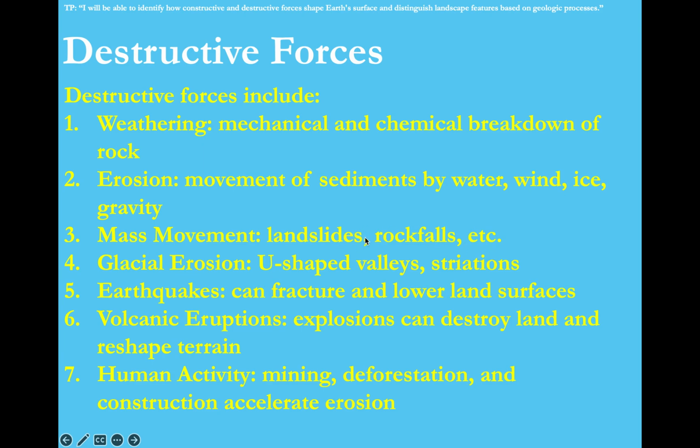The only thing I'm missing here, we have falls, slides, and the etc. can be some sort of flow, like maybe a mud flow. That's always going to bring materials downhill. And the lowest part it's going to go to is the oceans, your basins. Glacial erosion, U-shaped valleys, and striations. So U-shaped valleys, the glacier is going to scour out the base and the sides of these valleys.